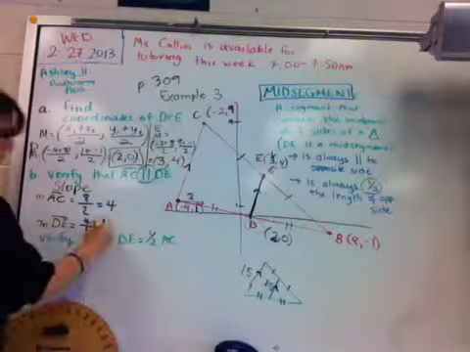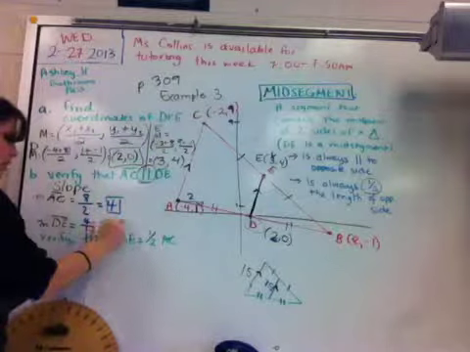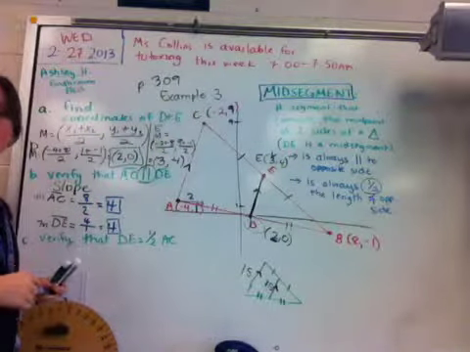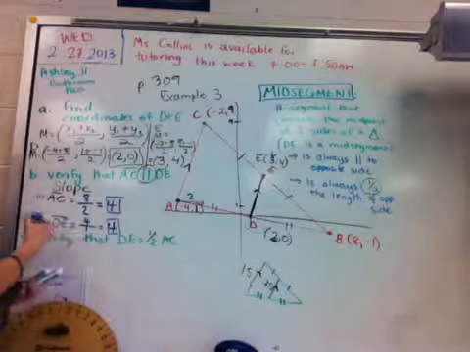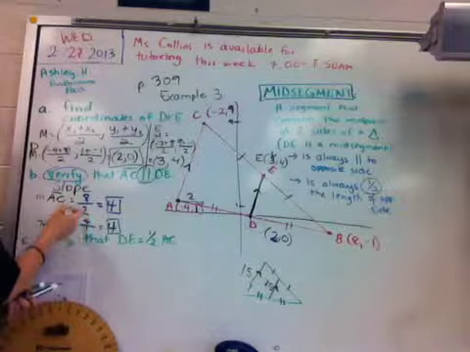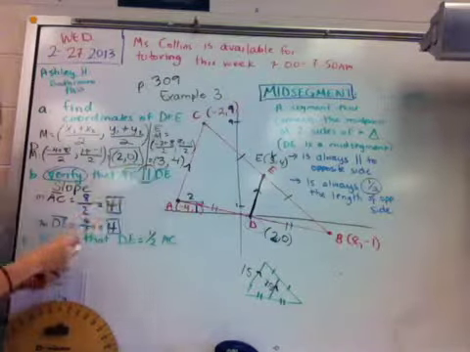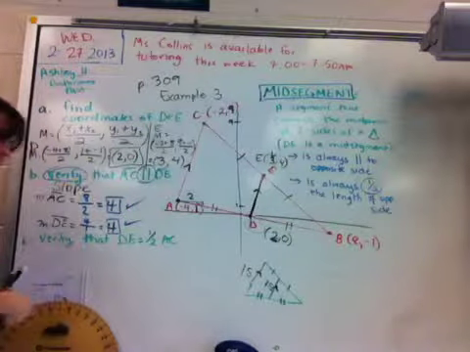4 over 1 reduces down to +4. When you check your slopes, did they give you the same slope? They sure did. What did we just prove? Or what did we just show? Or what did we just verify? We just verified that AC has to be parallel to DE. If that works, yep, we got it.